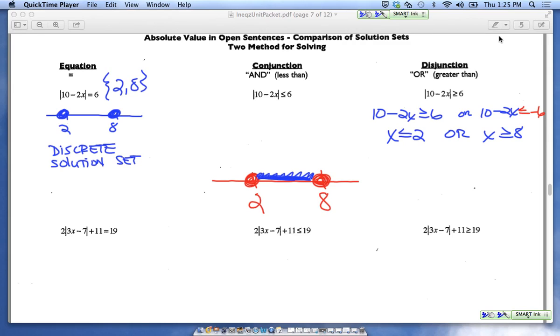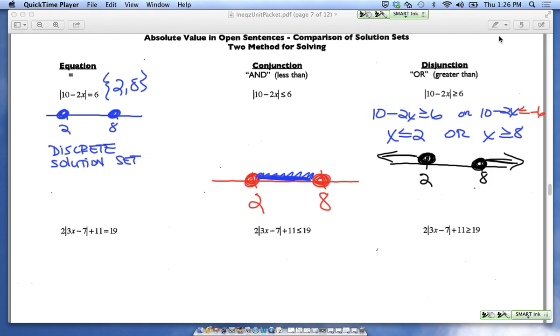To set up my graph to represent disjunction, you can see my boundary points are still the same. I have 2 and I have 8. X is less than or equal to 2. Well, that I'm coloring in solid boundary point, shading in the direction of -infinity. X is greater than or equal to 8. Solid point at the boundary, moving off in the direction of +infinity.